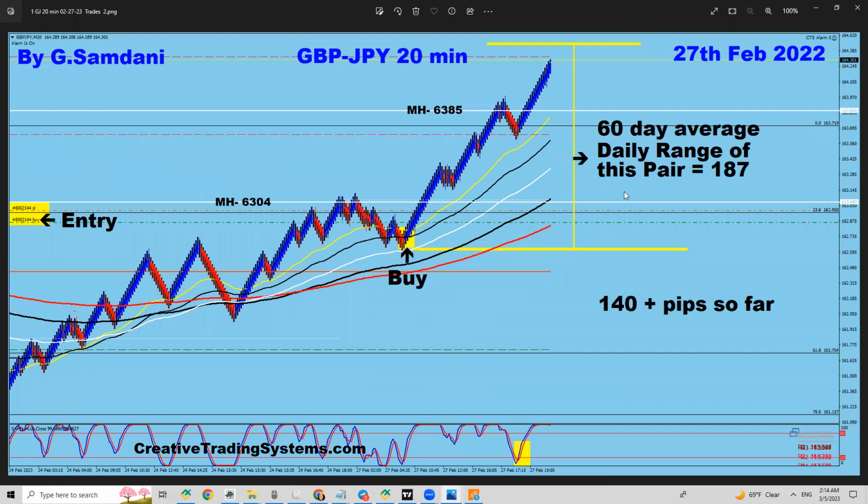Okay. So the first trade this week, on February 27th, was GBP/JPY, pound yen. I even made a video about this trade, how I took it and how I held the trade up to 140 pip based on the daily range. So this is the first one.